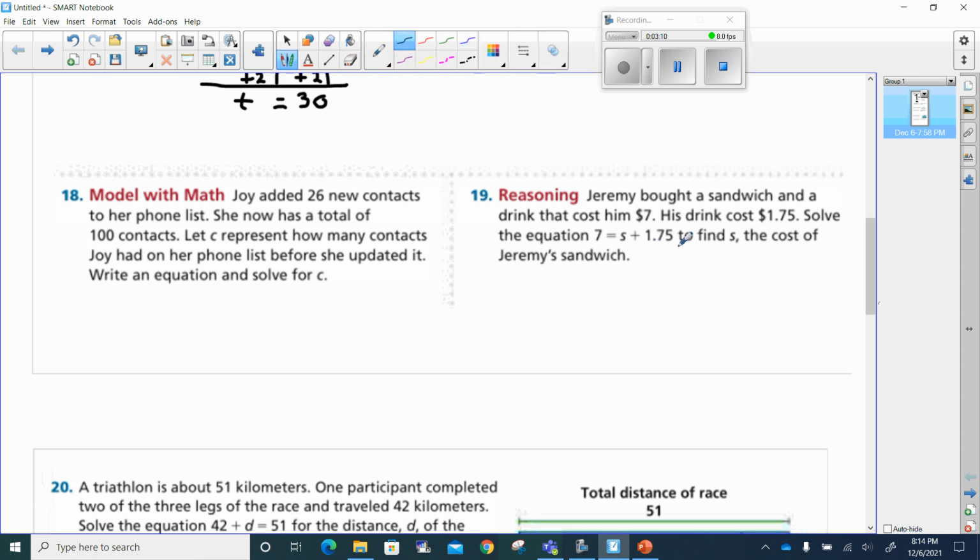The drink was $1.75, and it says it cost me $7. So $7 is going to equal S, which is the sandwich, plus $1.75, which was the drink. So when I solve this equation, 7 equals S plus 1.75, I have to realize I need to get S by itself, so I need to subtract 1.75 from this side. Whatever I subtract from one side of the equal sign, I need to be sure to subtract from the other. Make sure you line up your decimals.